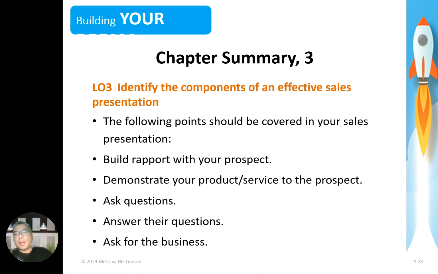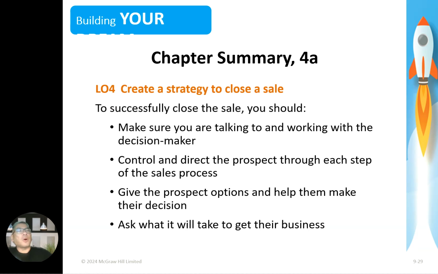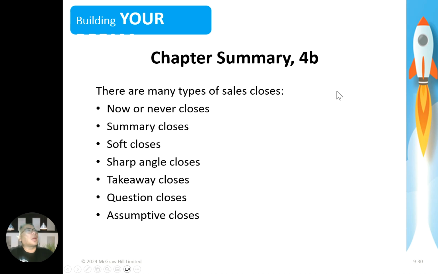And then for the chapter summary, create a strategy to close the sale. Make sure you are able to control and direct, give the prospect options, and help them make a decision. There are many types of sales closes, from now-or-never closes to soft closes, takeaway closes, question closes, and assumption closes. These are the several closings.